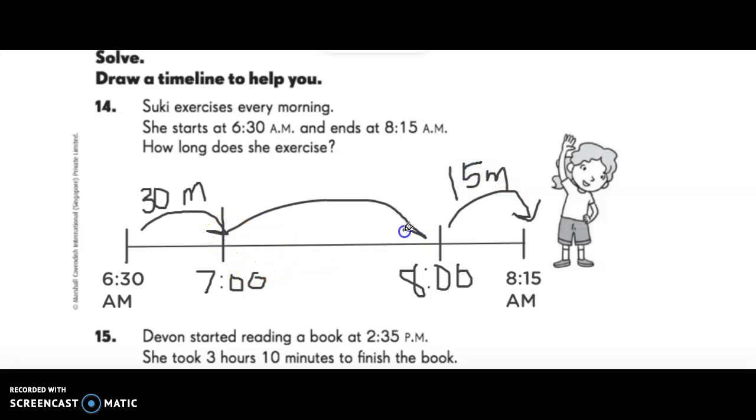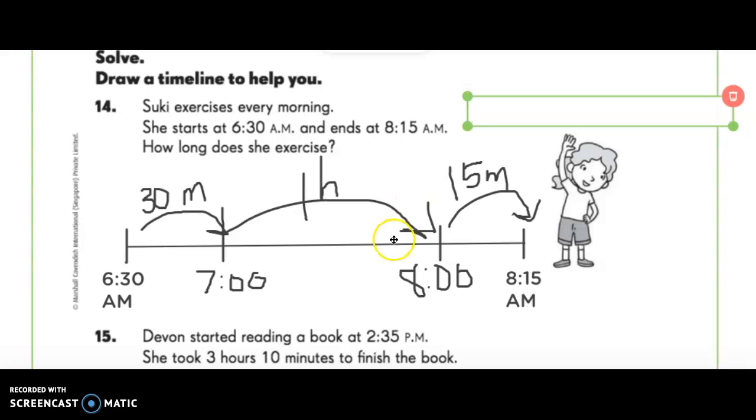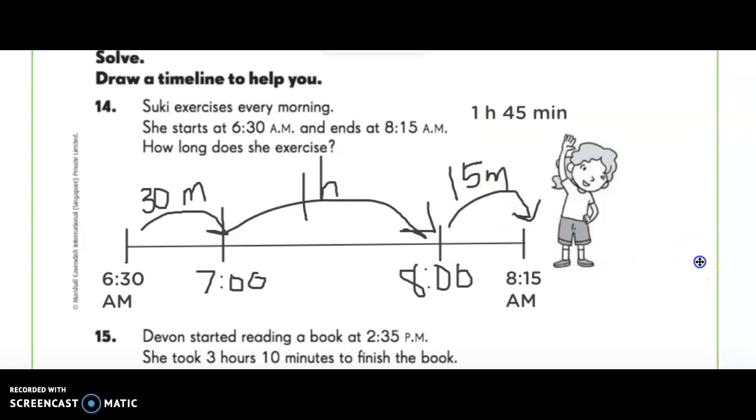And then we need to fill in our middle jump, which is an hour, and then we should be putting it all together. So we have 1 hour, we have 30 minutes, and we have 15 minutes to get an answer of 1 hour, 45 minutes.